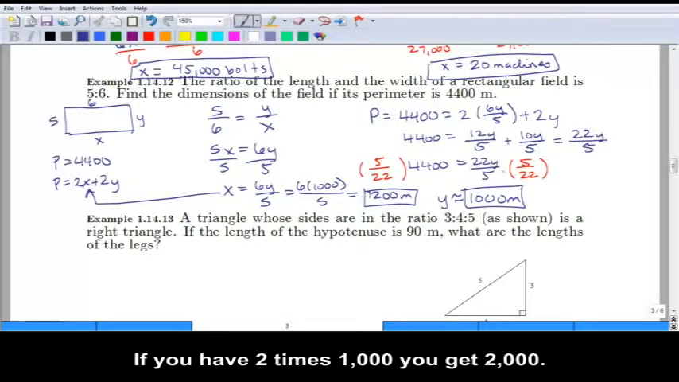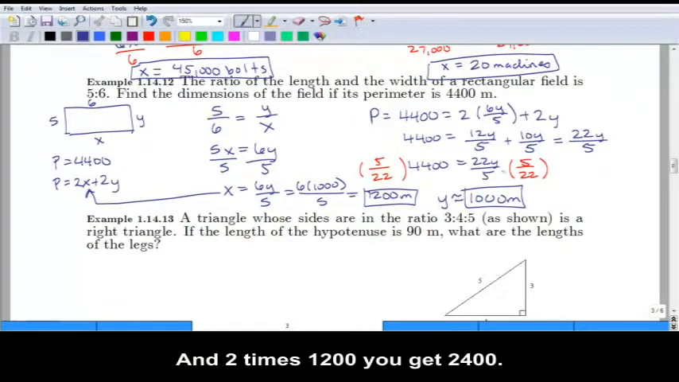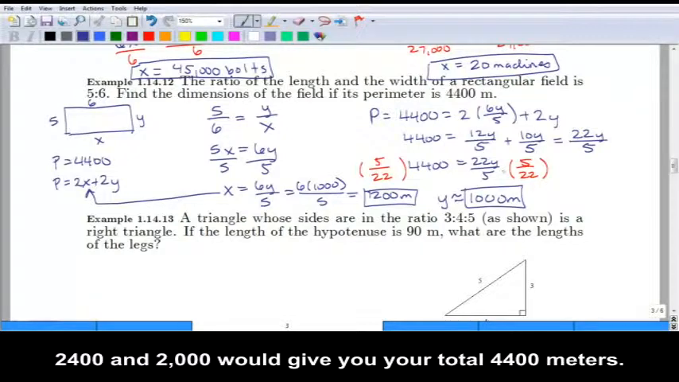And this makes sense. If you have 2 times 1,000, you get 2,000, and 2 times 1,200, you get 2,400. 2,400 and 2,000 would give you your total 4,400 meters.